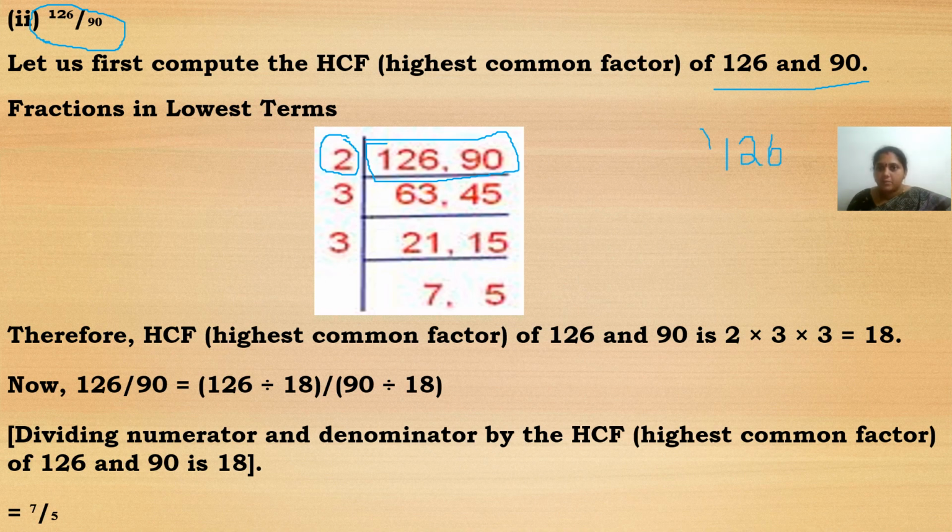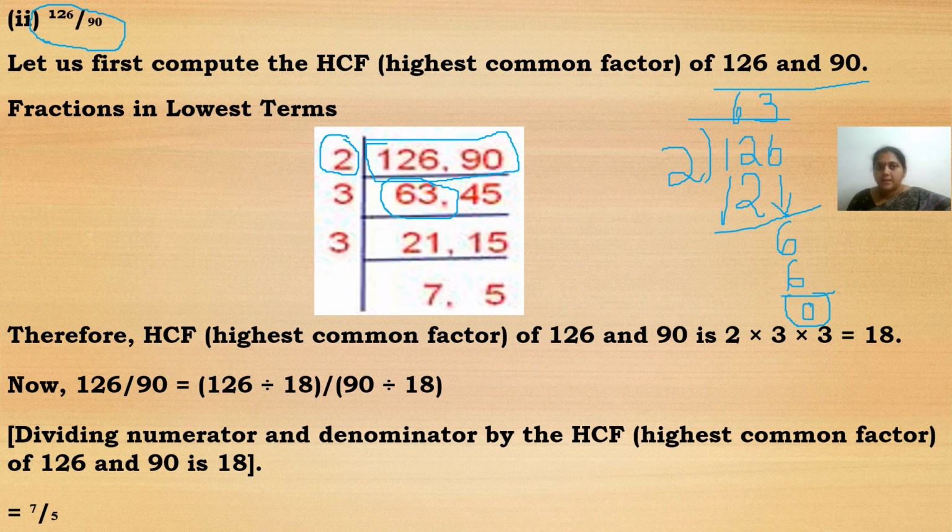126 divided by 2. So 2 6s are 12. So remainder is 0. Bring down 6. So how many times here? 2 3s are 6, and your remainder will be 0. So it is dividing exactly the number by 2. So what is our number here? Our number is 63. Write down the number 63.